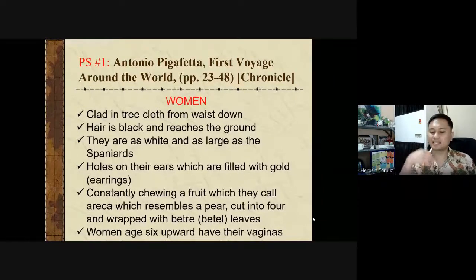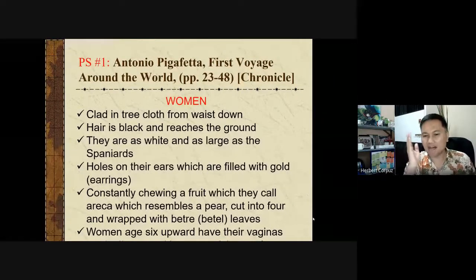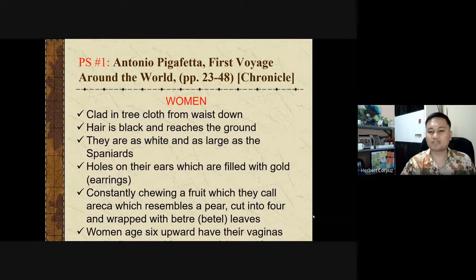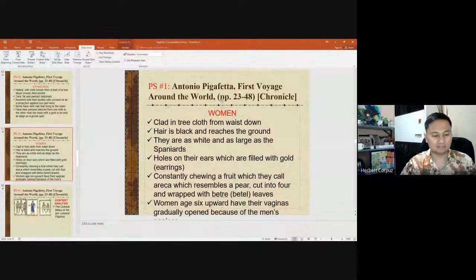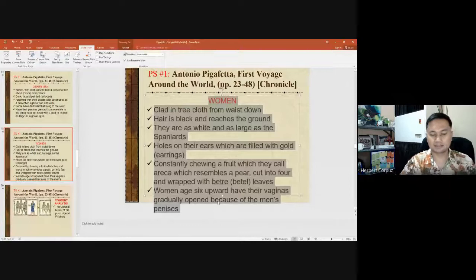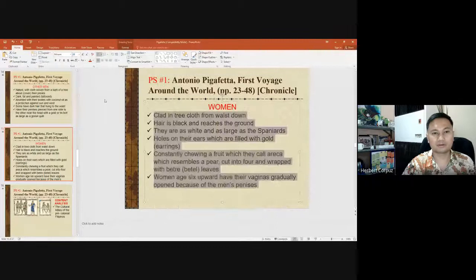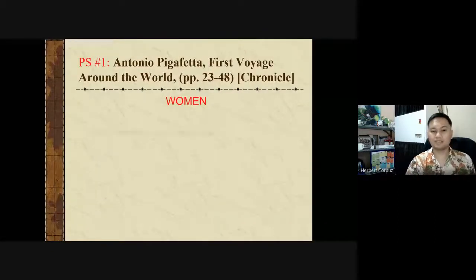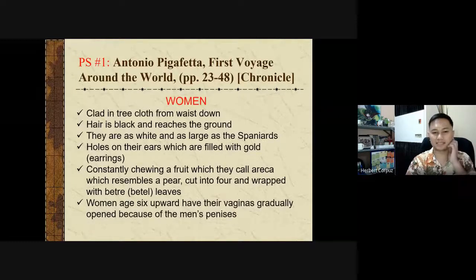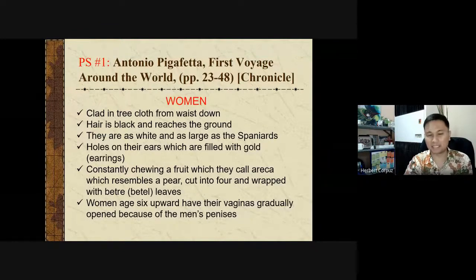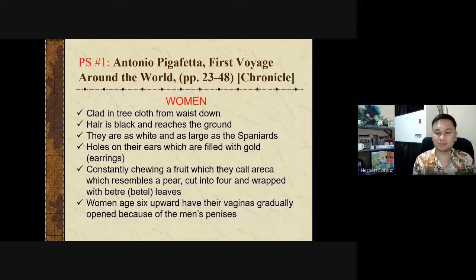Women, ito, this is quite scandalizing, no? Women age 6 upward have their vaginas gradually opened because of the men's penises. Okay, so look at this. Sabi dyan, this is quite scandalizing. Women age 6, sabi ni Pigafetta, upward, have their vaginas gradually opened because of the men's penises. Imagine at age of 6, women are being penetrated already by men. Okay? As described by Pigafetta.